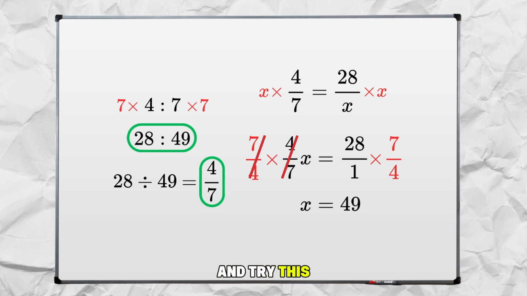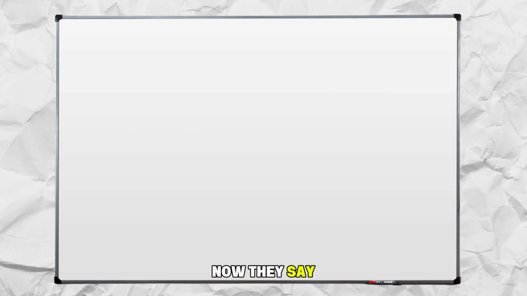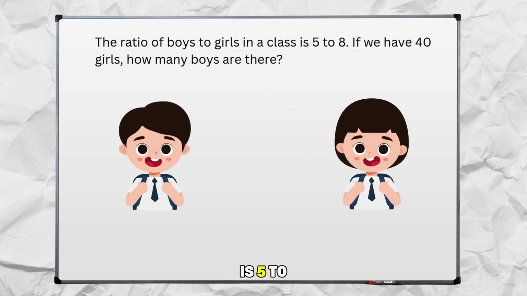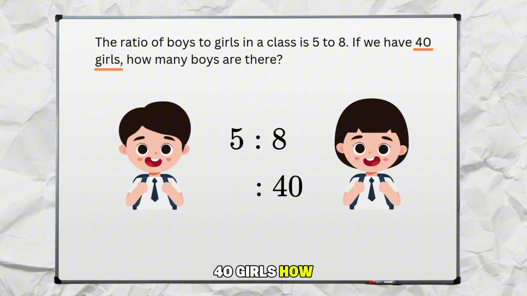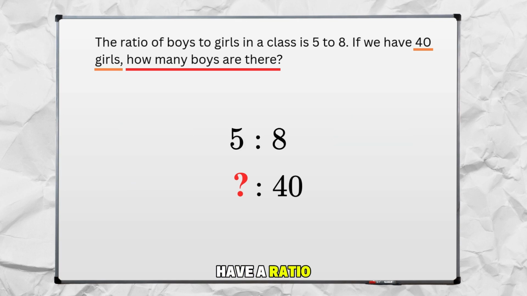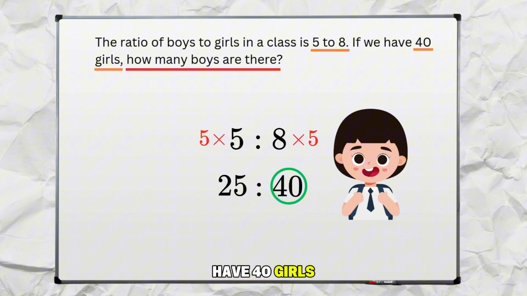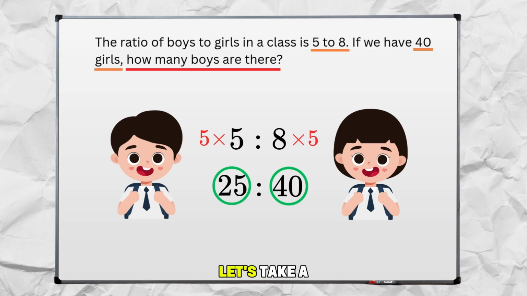Let's go ahead and try this in an SAT problem now. They say the ratio of boys to girls in a class is 5 to 8. If we have 40 girls, how many boys are there? Let's look at the problem the same way we just did. We know we have a ratio of 5 to 8, and we have 40 girls in this class, and we want to find the number of boys. Let's think about it like this: 8 times what is going to get us to 40? 8 times 5 gets us to 40. Now we can take that scale factor of 5 and multiply it the same on the other side. We'll do 5 times 5, and that'll give us 25, meaning when we have 40 girls in the class, we also have 25 boys.